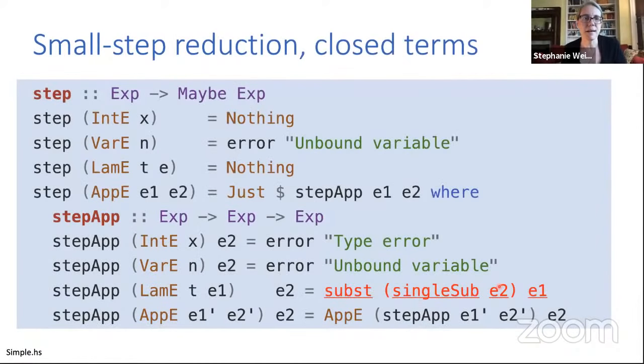And you can see this is exactly what we need to fill in our last step of our step function, right? We wanted to be able to do a beta redex in this case here, and we can do a beta redex by creating a single substitution for E2 and then applying that substitution to E1. Okay, so this is the end of the first part, talking about the simply typed lambda calculus. And now I can take a few questions about this part before I continue.